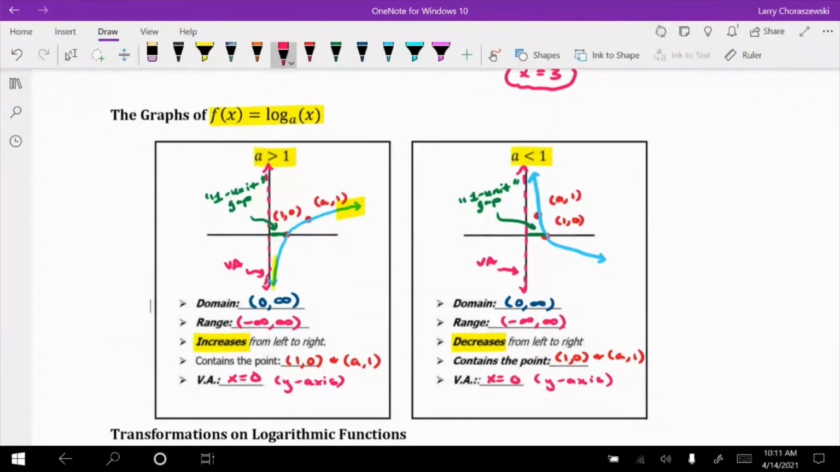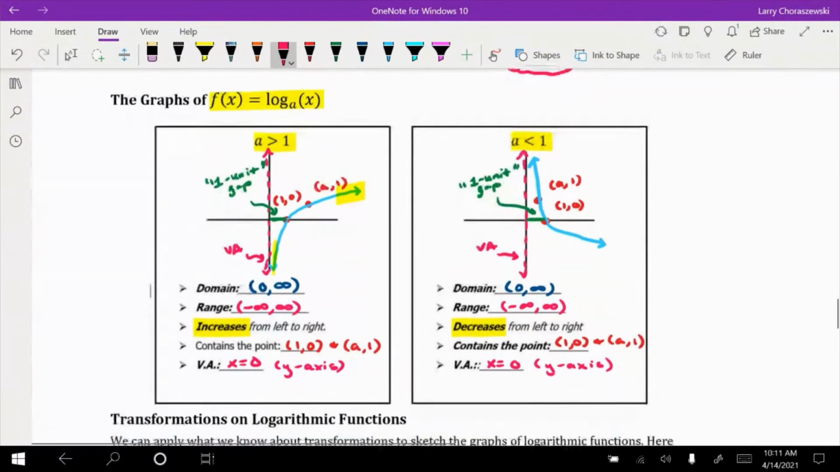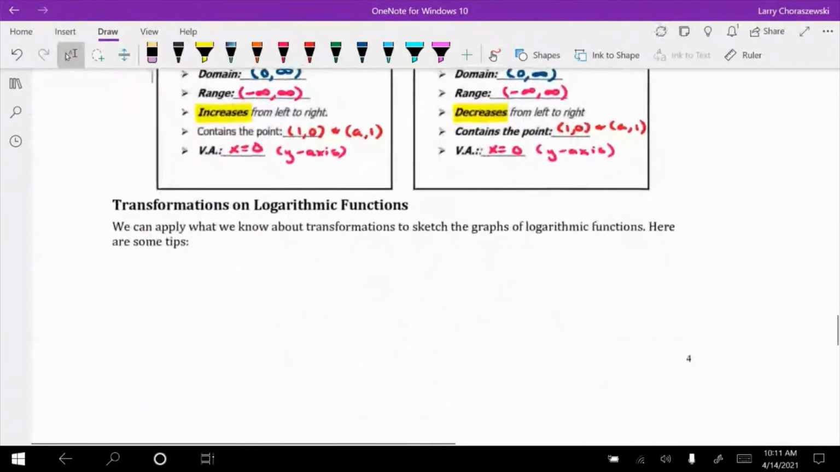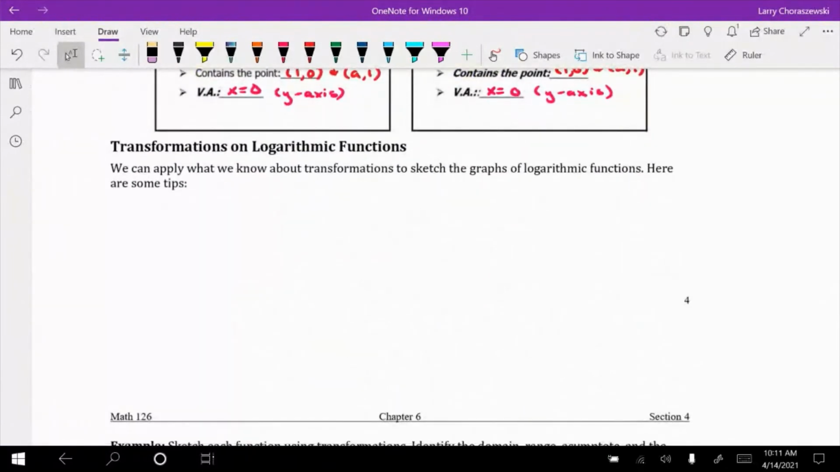All right, any questions? So we're going to apply some transformations to these types of log function graphs. And let me go ahead and present the order in which you do it, as well as some tips on how to find some of the additional info, such as domain, range, asymptote, and so on and so forth.